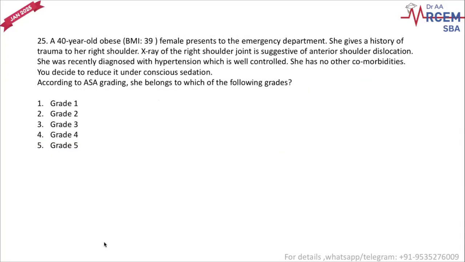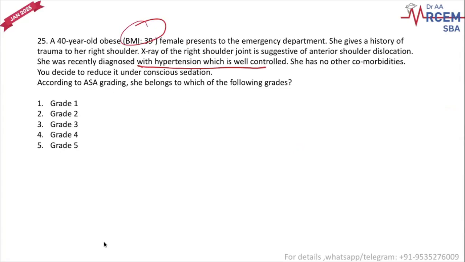A 40 year old obese female with a BMI of 39 presents to the ED. She gives a history of trauma to the left shoulder, and X-ray of the shoulder is suggestive of an anterior shoulder dislocation. She was recently diagnosed with hypertension, which is well controlled. She has no other comorbidities.